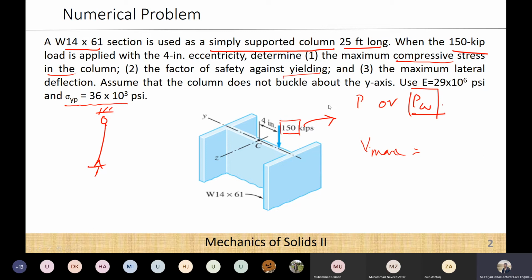Since the eccentricity is given with respect to the z-axis, buckling, or the bending, always occurs about the axis which is perpendicular to the axis on which the load is applied. So in this case, the buckling is going to occur about the z-axis, and they have specified that the buckling does not occur about the y-axis. The E factor is also given to us, and let's solve this. The first thing, we need to figure out the maximum stresses which are developed in the column when this load of 150 kips is acting.